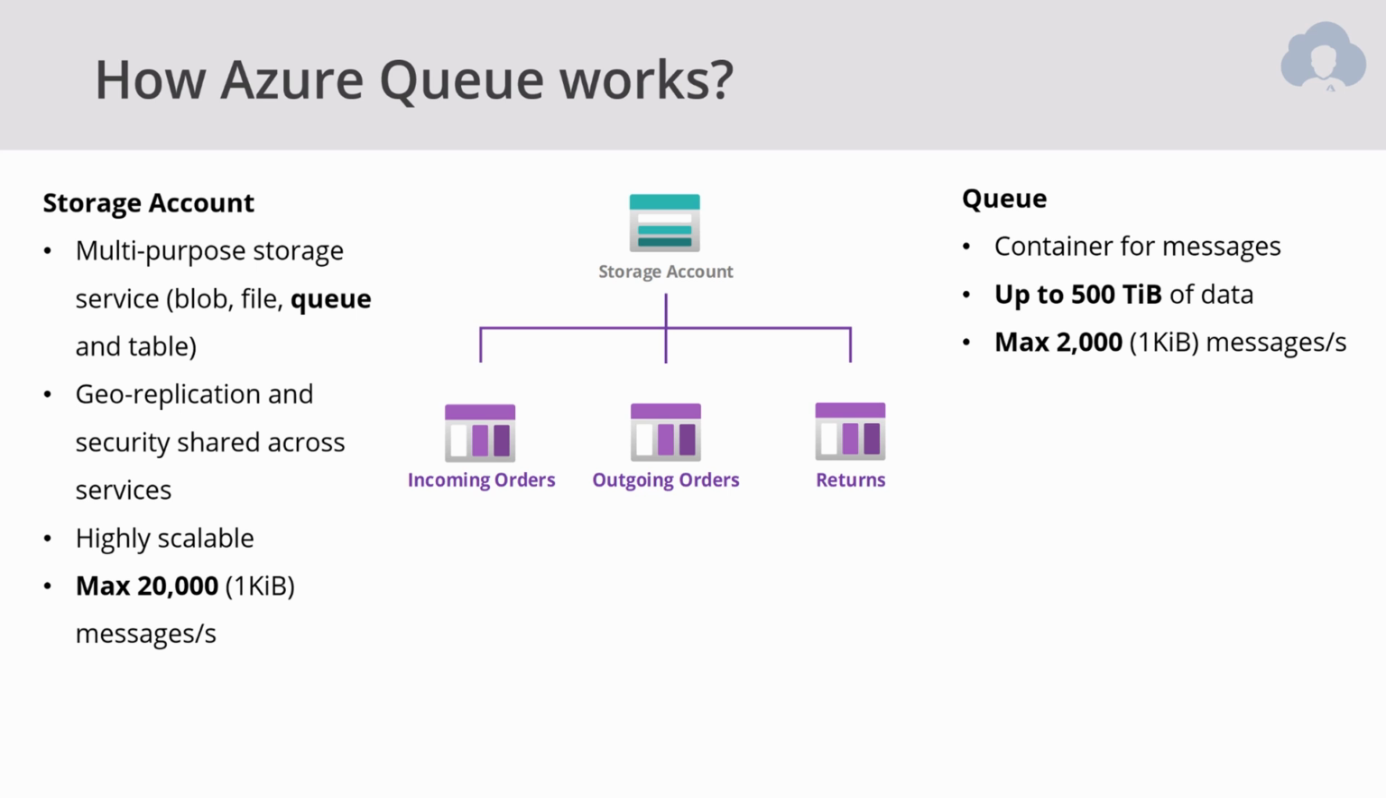But a single queue can only process 2000 messages per second. So if you need more, take a different approach. If you can't live with it, maybe scale across multiple queues or maybe even multiple storage accounts. It's up to you.